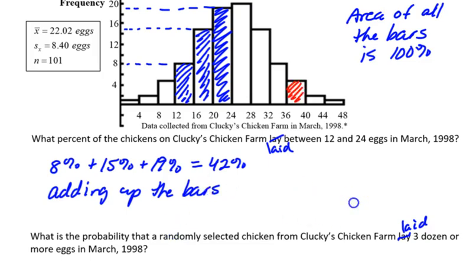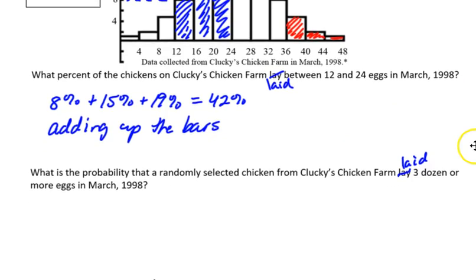Once again, we're looking at these bars now, 36 or more. So I believe that's 5 plus 2 plus 1%. So 5% plus 2% plus 1%, or 8% of the chickens were probably laying 36 or more eggs in March 1998.